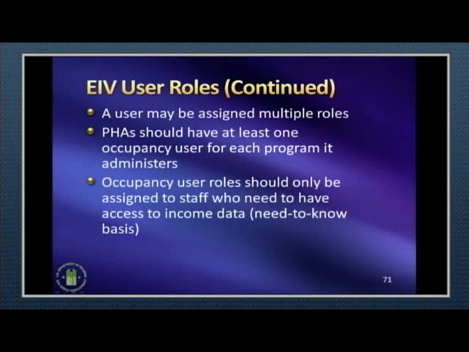A user may be assigned multiple roles. Please ensure that you have at your agency at least one person with the applicable occupancy role. For example, if you administer both the public housing and Section 8 programs, you want to make sure that you have a PHA occupancy voucher user and a PHA occupancy public housing user. If it's just Section 8, you're just going to have a Section 8 user.